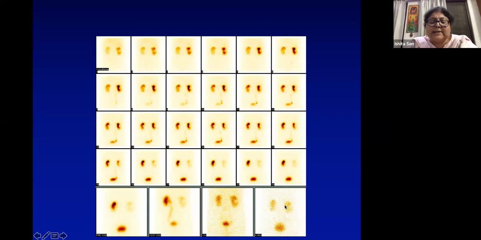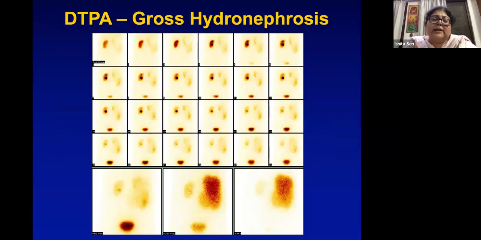Obviously, because it is a cyst, there's a space-occupying lesion, so it's not going to show any uptake of DTPA. So this was a renal cortical cyst. Now, this is again a gross hydronephrosis.